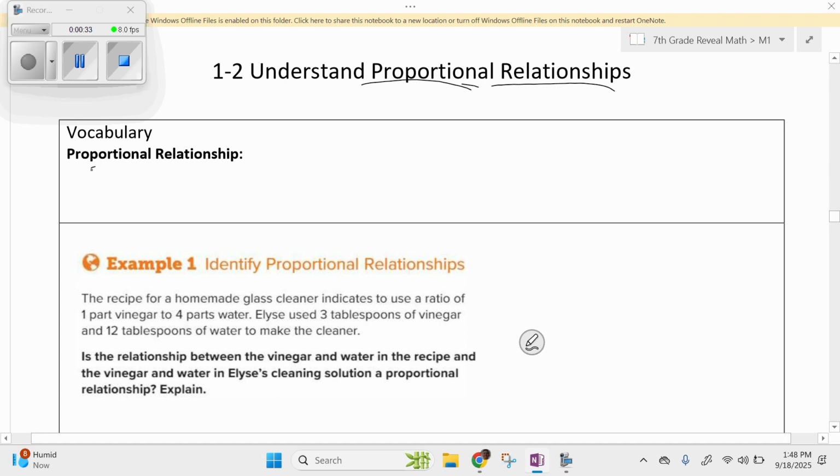So if you kept, right, one of my classes talked about a ratio of circles to stars as 3 to 4. Okay, well, a similar relationship between circles and stars would be 6 to 8. All right, so this is proportional.